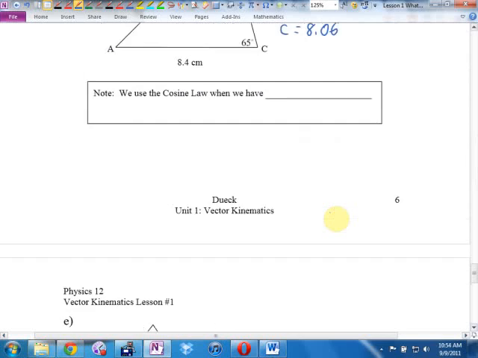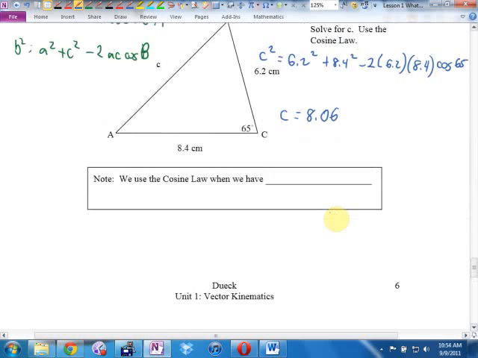We use the cosine law when we have, you guys did some geometry in Math 11 last year, a little bit, congruency. We use it when we have this, side angle side. Now, here's what I have not covered. Turn the page.